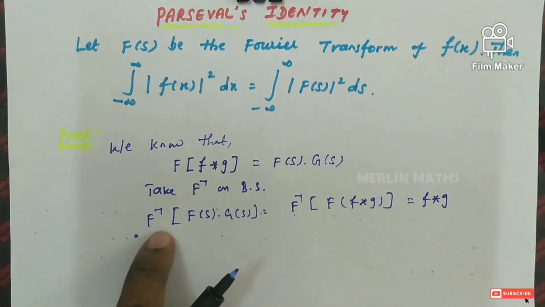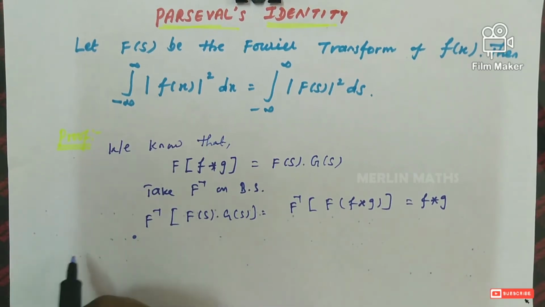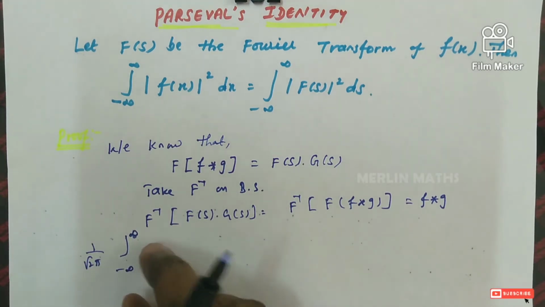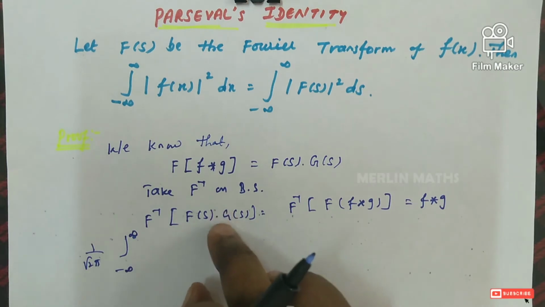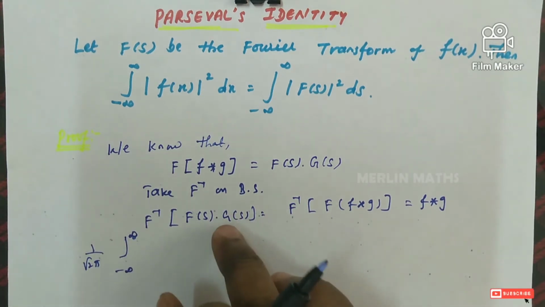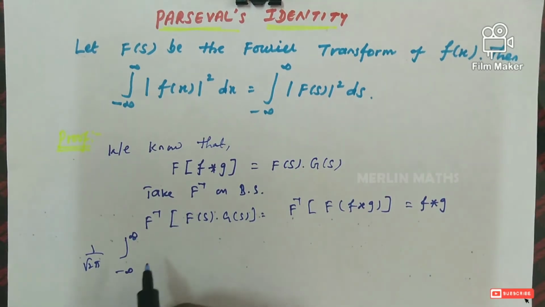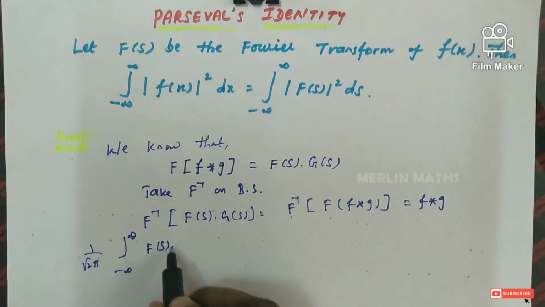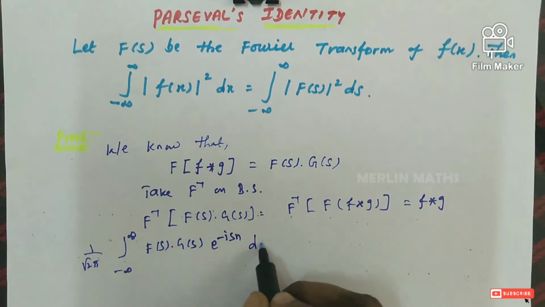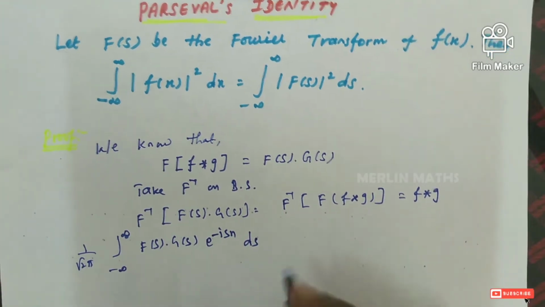Now in this place we are going to apply the inverse Fourier result. What is the inverse Fourier result? 1 by root 2 pi integral from minus infinity to plus infinity of the function, whatever it is here we write as it is, F(s) into G(s), that function into e power minus isx ds. This is the definition for F inverse.